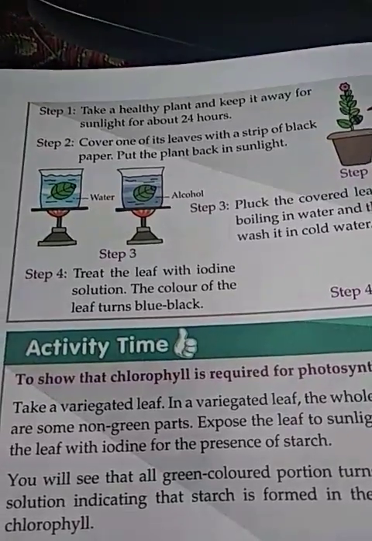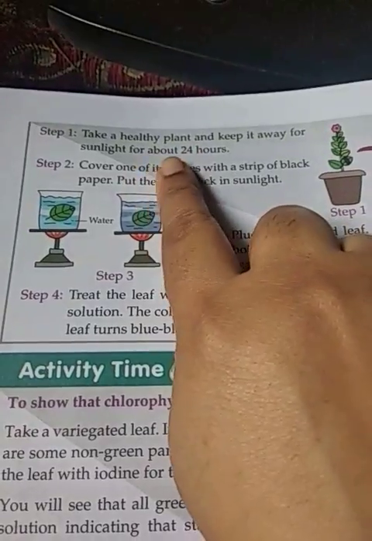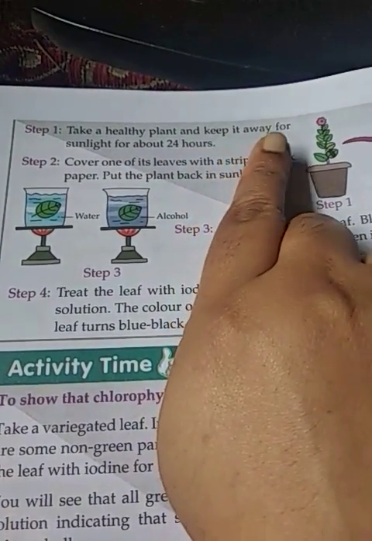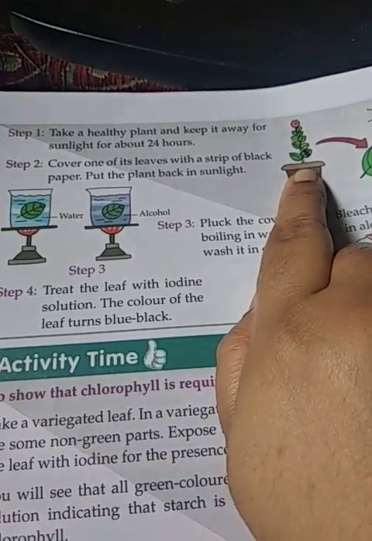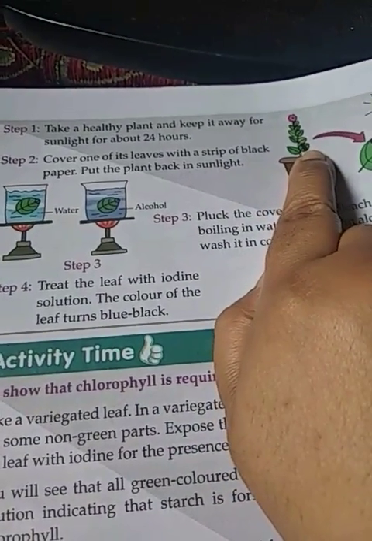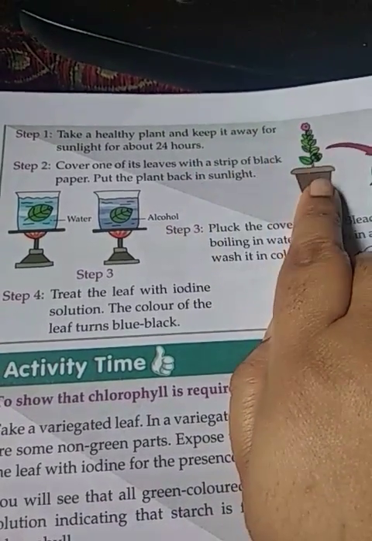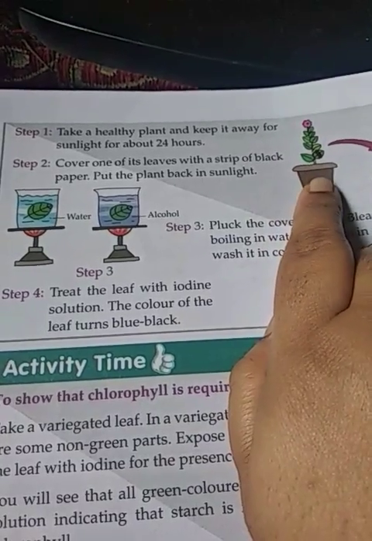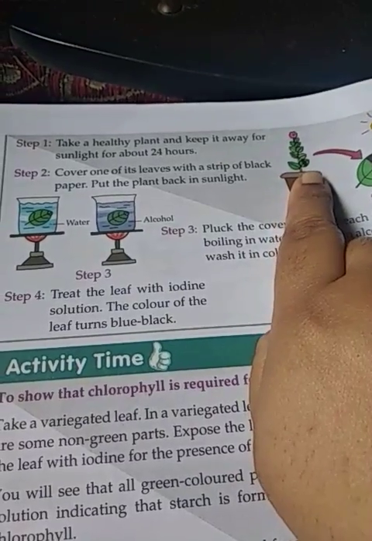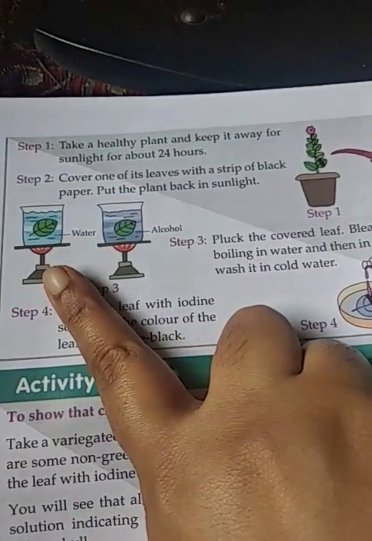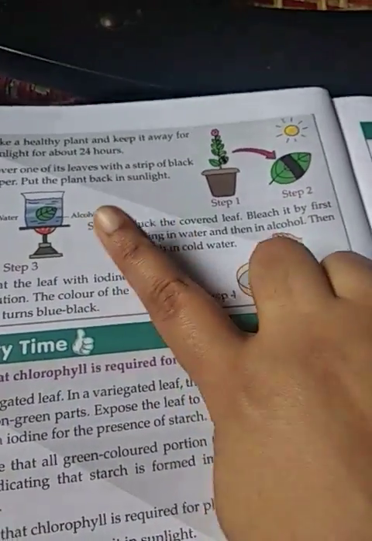See here, we'll discuss again. Step by step is given very clearly in the book: we take a healthy plant and keep it away from sunlight for about 24 hours. Then we cover one leaf with black paper and put the plant back in sunlight. Then we pluck two leaves from the same plant, and boil both, once in plain water and then once in alcohol.